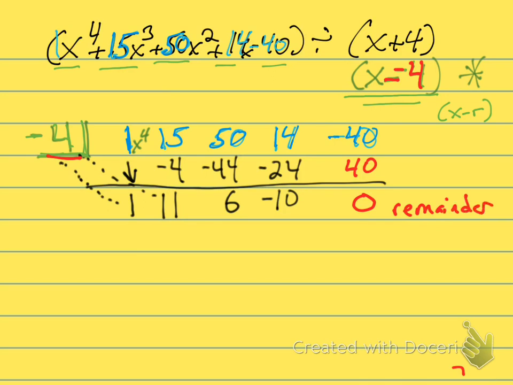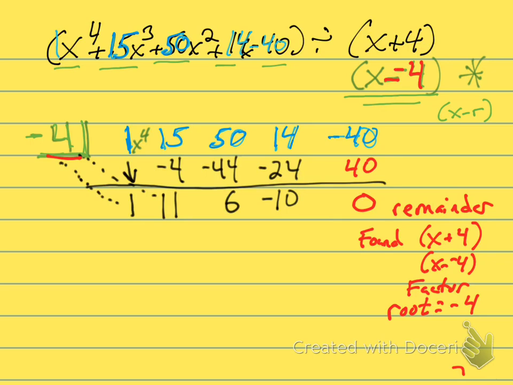Now, when we divide numbers and they come to be a remainder of 0, we say we found a factor of the number. So in this case, we have found that x plus 4, which is x minus -4, is a factor of this polynomial. In fact, we could say -4 is a root of this polynomial.